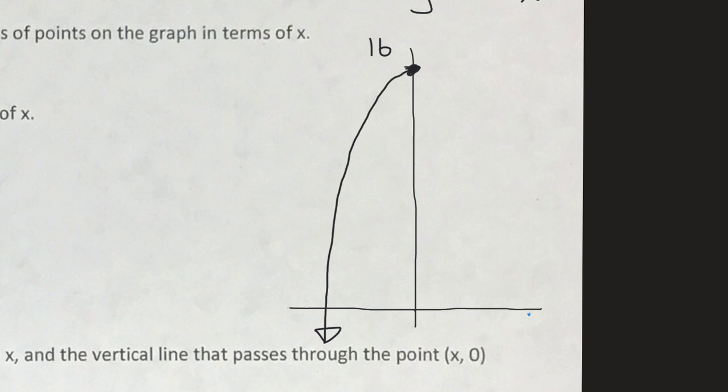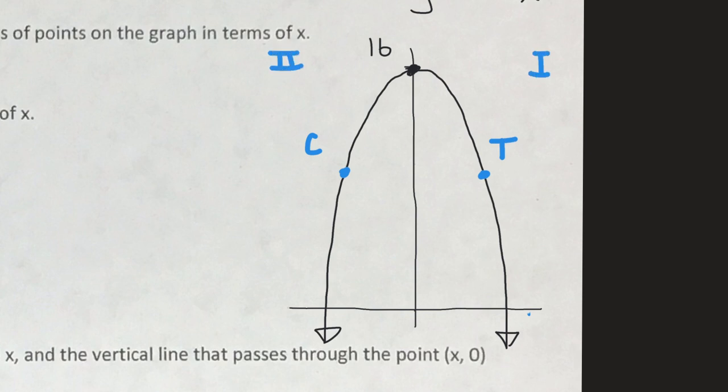It's even, well, that's not very even. It is symmetric around your central axis there, which is in this case the y-axis. So there's the graph of 16 minus x squared. So my problem says that point C is somewhere on your parabola, and point T is on this side of the parabola, right? This is quadrant 1, the positive quadrant. This is quadrant 2, the negative x, positive y quadrant. And A is down here at the origin.